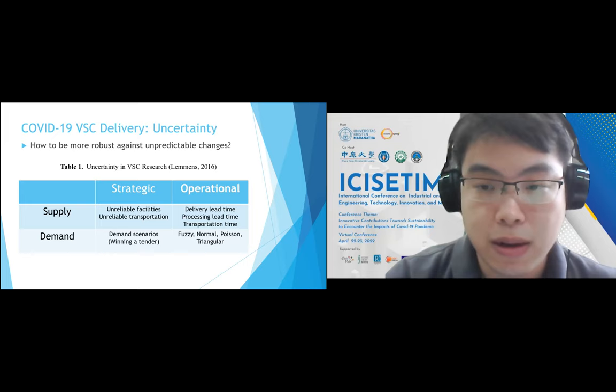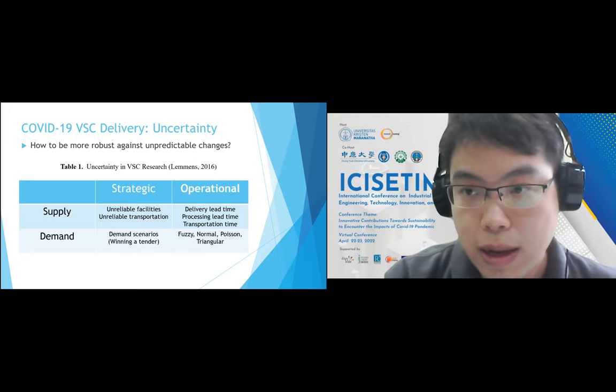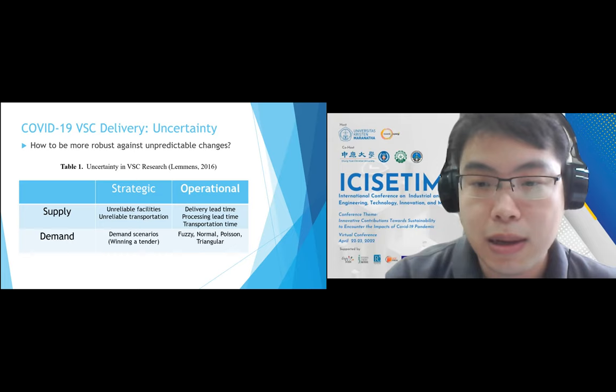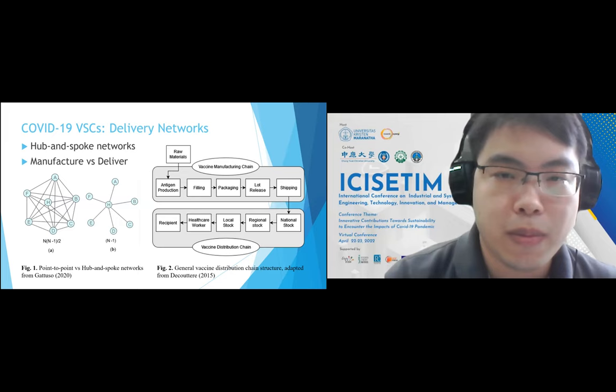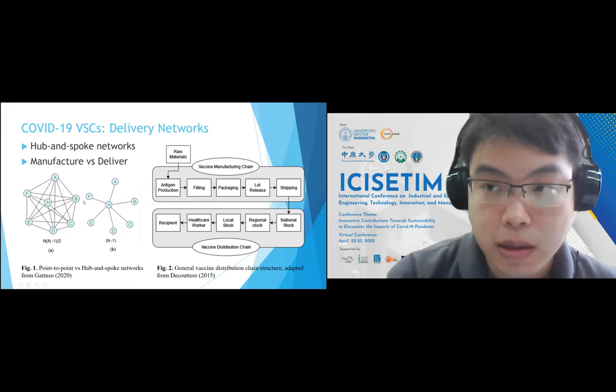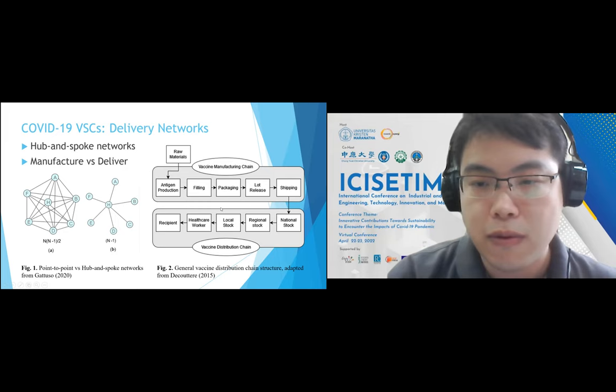Operational uncertainty: the trucks might not travel in the scheduled time, or processing and deliveries might not occur in a perfect situation. How can the system account for that? And so this was the structure of the delivery networks that were the most relevant, the hub and spoke design that reduced the NP hardness of the network, and also the two main systems of the vaccine manufacturing and distribution chain.